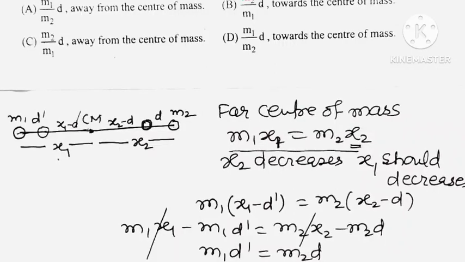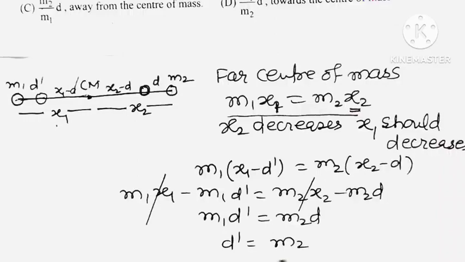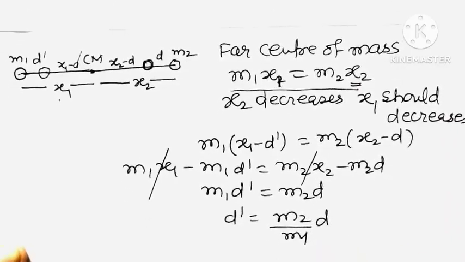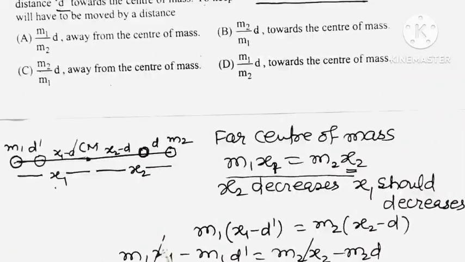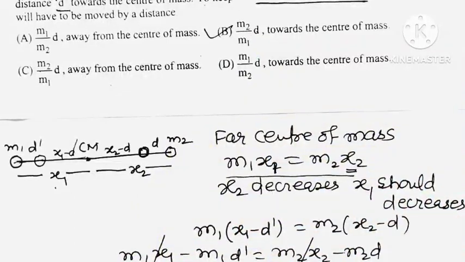Therefore d dash is equal to m2 by m1 into d, and it is towards the center of mass. So option B, m2 by m1 into d, and that too towards the center of mass, is the correct option. So B is the correct option for this question.